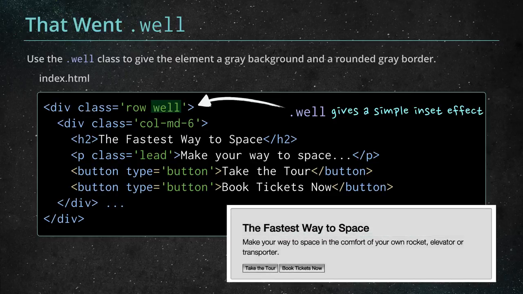If we check this out in the browser, we'll see that there's a background on this element now, but also a border with rounded corners around it. It's not a bad change for just adding one little class.